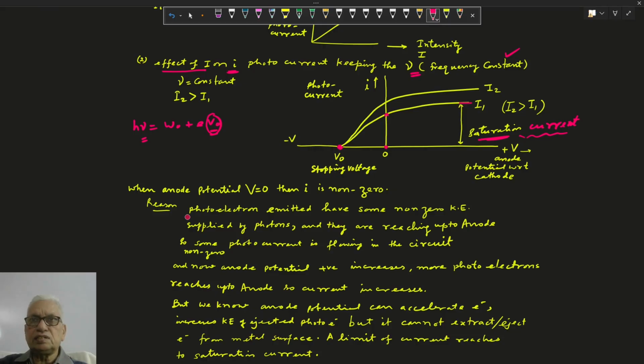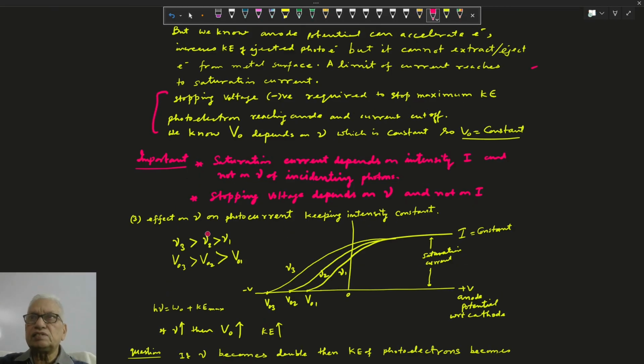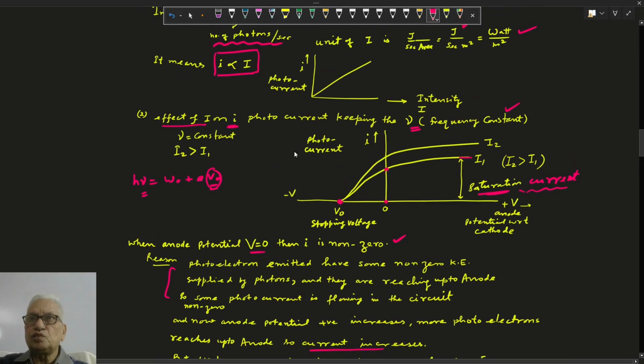For the region here, V equals 0, non-zero current, we have discussed this. Electrons are reaching the anode because of the energy supplied by the photons. If potential increases, current also increases up to the saturation level. Stopping voltage, a negative voltage, is required here to stop the maximum kinetic energy electrons, and current becomes 0. But frequency is constant, so stopping voltage is also constant. This is the graph for the second law of photoelectric effect.